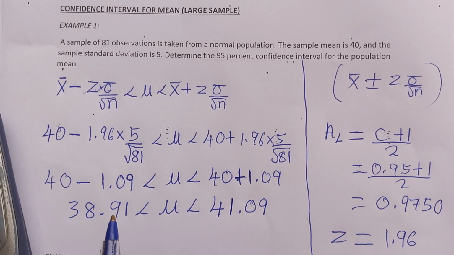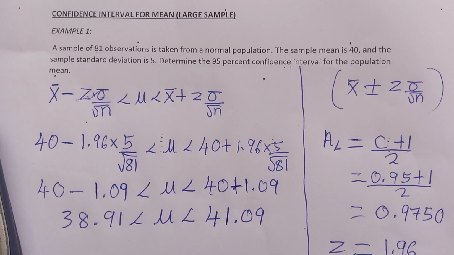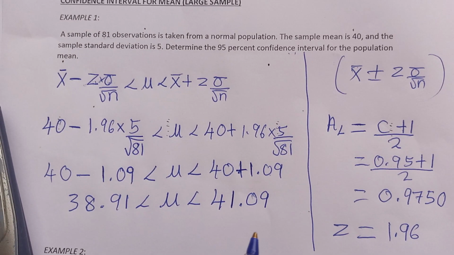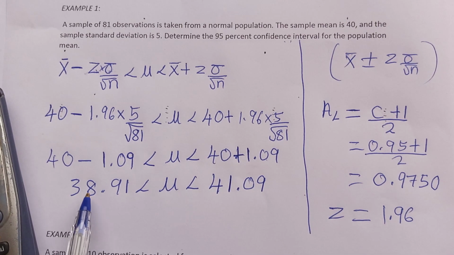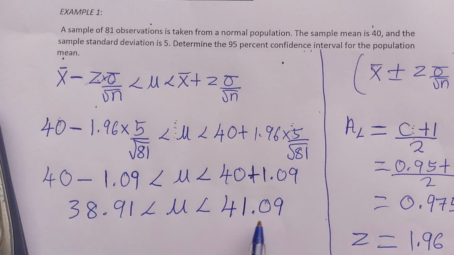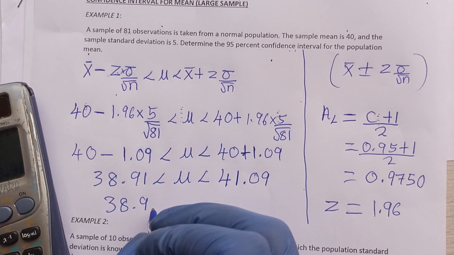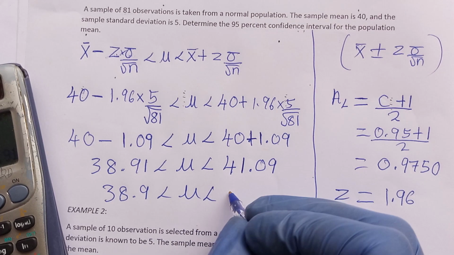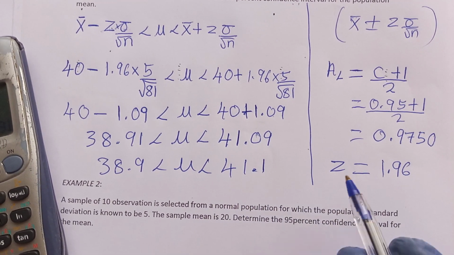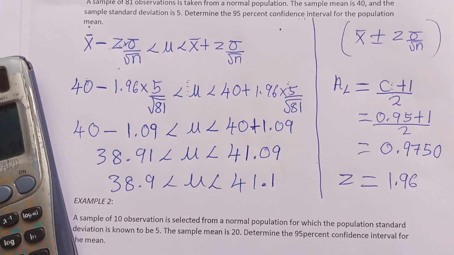You've taken a sample, you want to use a sample to estimate what likely the population mean will be. So that's what you are doing. You are trying to tell me that the population mean will be between an interval of 38.91 and 41.09. Okay, so this is the end. You can leave it in 1 decimal place as well, less than mu, less than 41.1. But I decided to leave mine in 2 decimal places. You can also leave it in 1 decimal place, it doesn't matter.